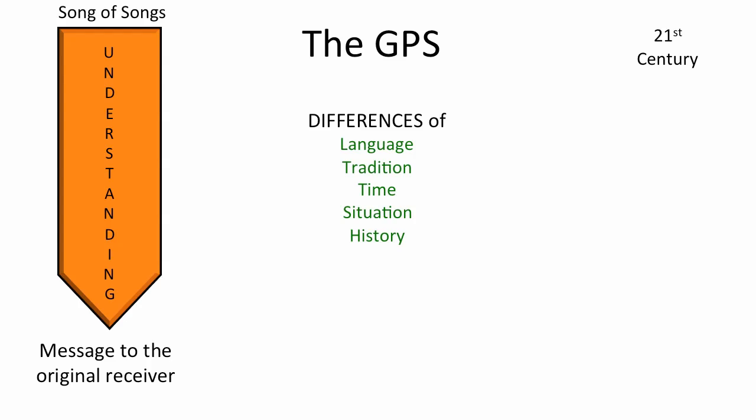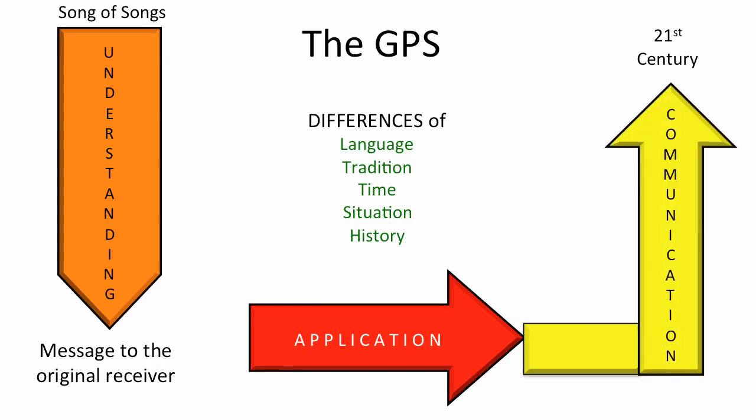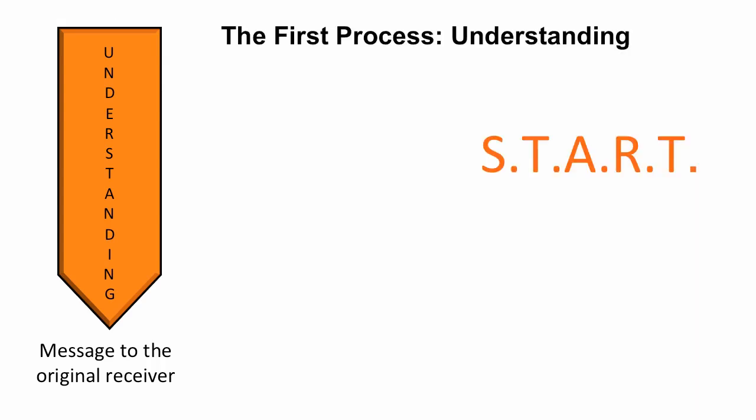That takes us to the message to the original receiver. And if we get that message, we ask the question, is that applicable or not? If it's applicable in our time, we communicate it in the 21st century. So let us start with the first process, which is understanding.